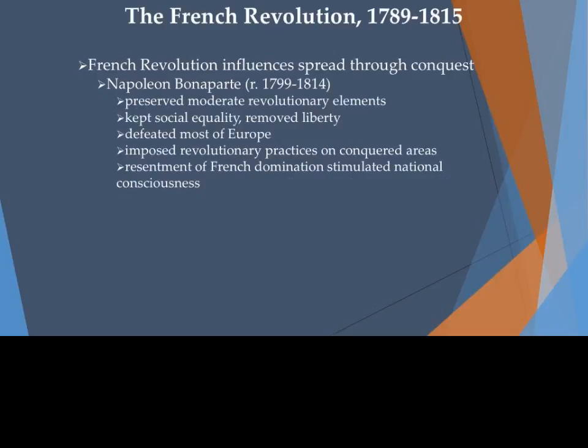The French Revolution's influences spread through conquest. Napoleon Bonaparte, who ruled from 1799 to 1814, seized power in 1799 and preserved many moderate elements of the revolution, and he was known as the savior of the revolution. He kept social equality but got rid of liberty. His forces subdued most of Europe as he went on those military conquests. He imposed revolutionary practices on conquered regions.